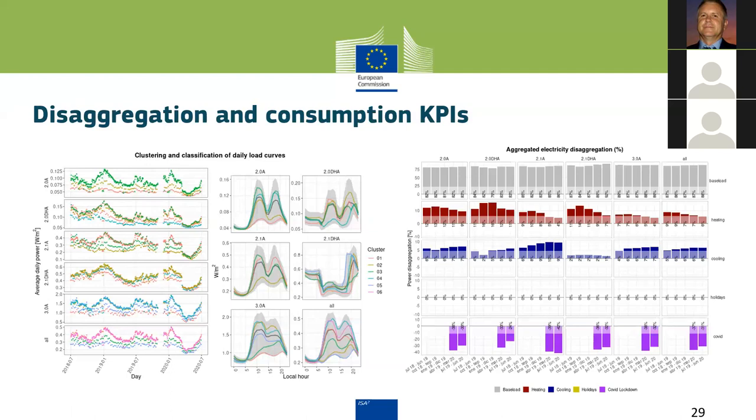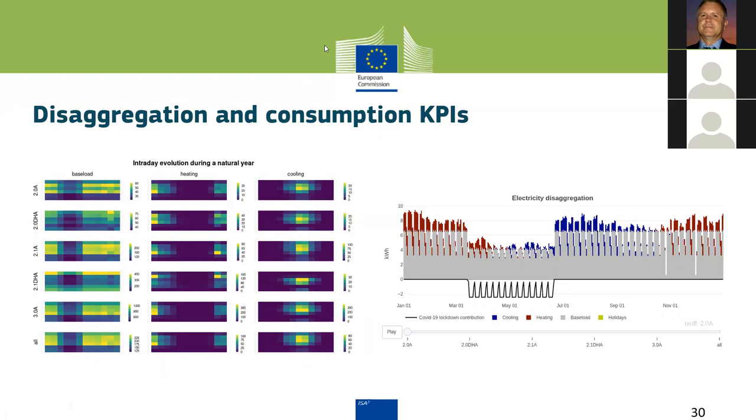Here are some of the results of this clustering plus classification plus regression models. So for one single postal code and a single economic sector, which is residential in this case, we see the clusters that are obtained for each tariff in the left plot, and in the right plot we see the tendencies of base load, heating, cooling, and holidays and COVID affectation. Go on, please.